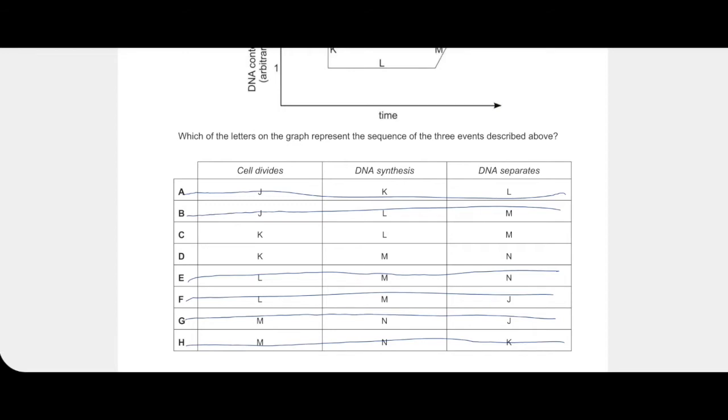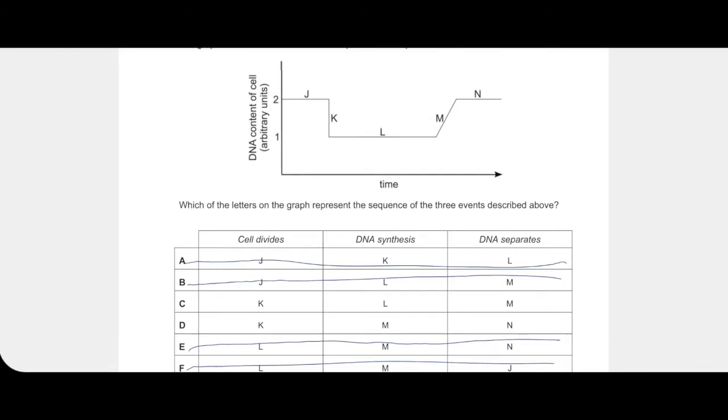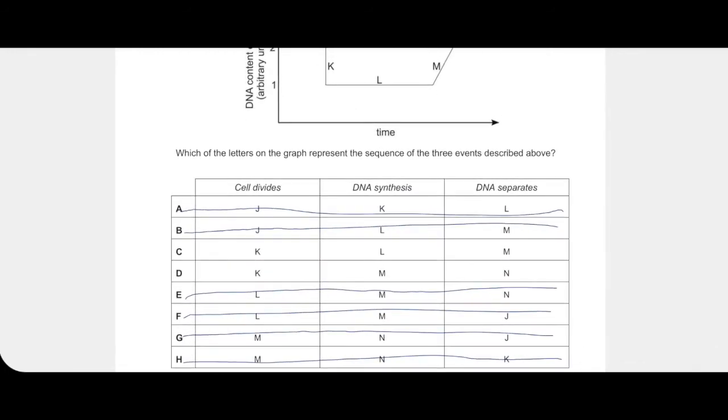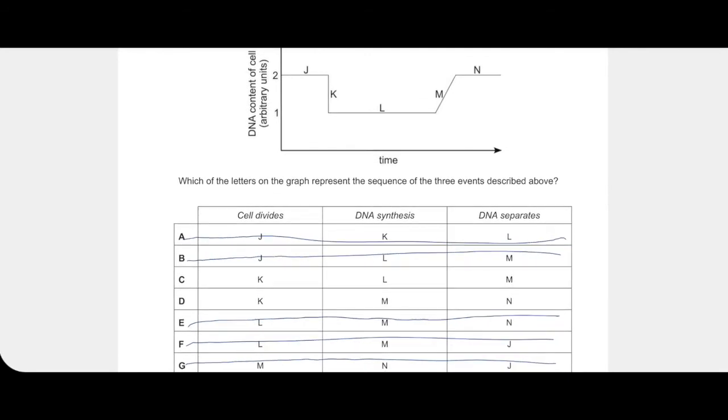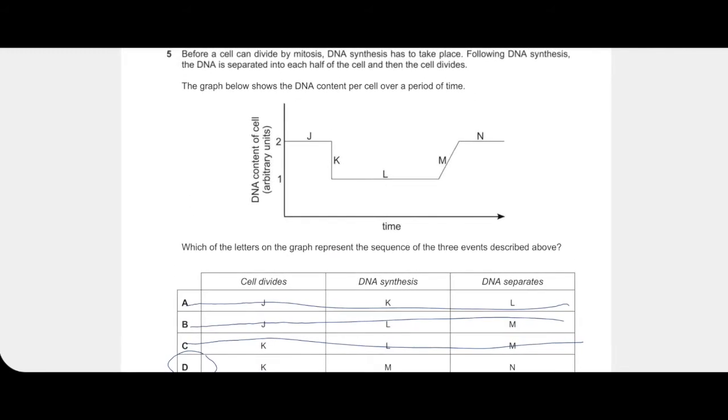Now let's look at column number 2, DNA synthesis. DNA synthesis is a long process and it's a gradual one where the original cell has one DNA and it grows to 2 DNA. So therefore, the second column is going to be M. So we can eliminate C. And what do you know? The answer is D. But even still, let's look at the third column. DNA separates. At M, we've got enough DNA for the cell to separate. So the answer is going to be N for column 3. The answer is D for this question. That's question number 5 completed.